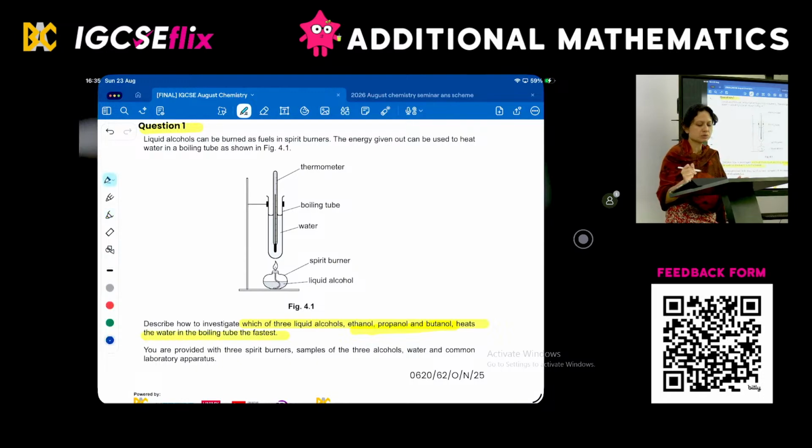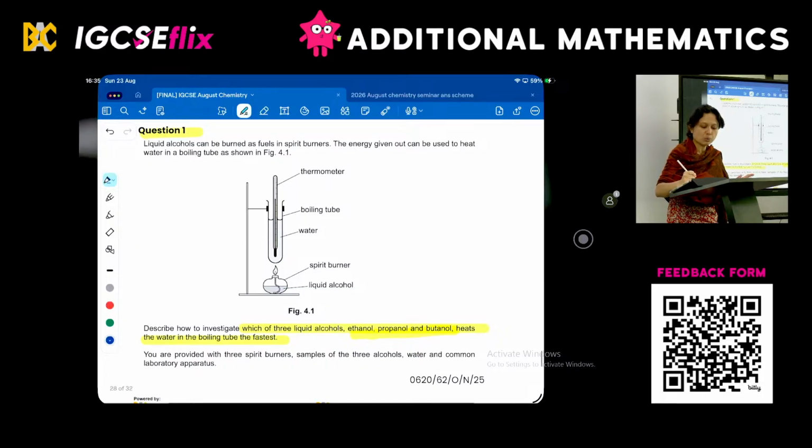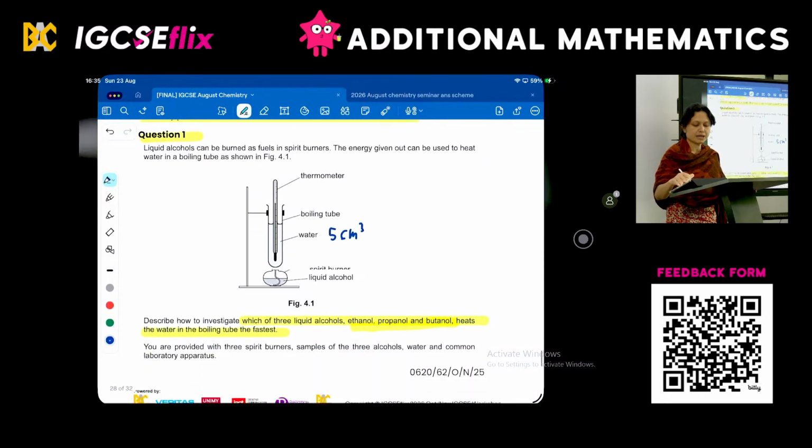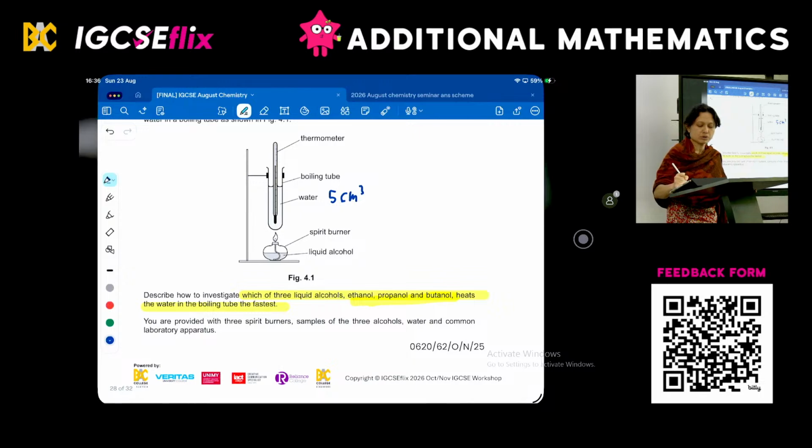Okay? So there are a few ways you can do it. Obviously, your water must be the same volume. Use logical things. You don't have to write the words "my constant variables are." No need. You just say, prepare 5 centimeter cube of water in a boiling tube. And then use a thermometer to measure the initial temperature.